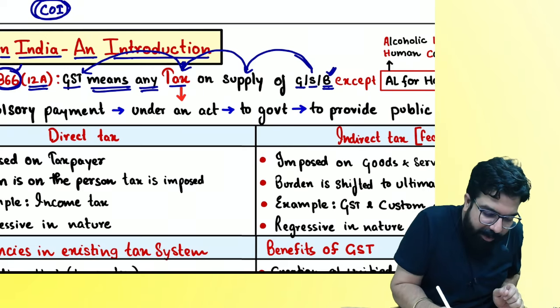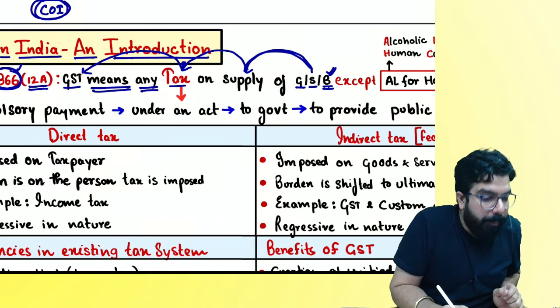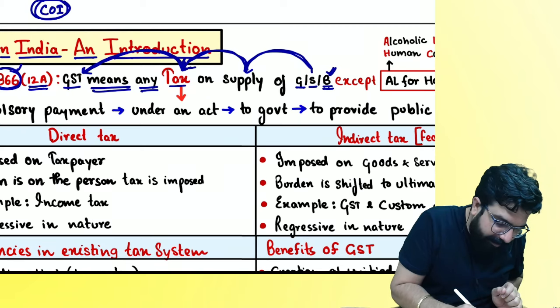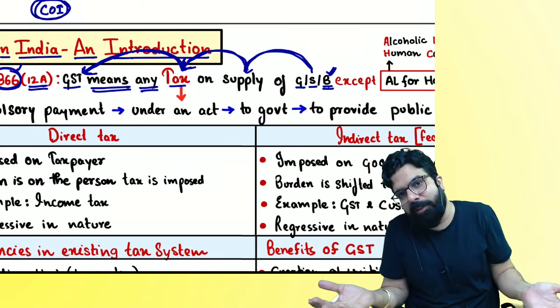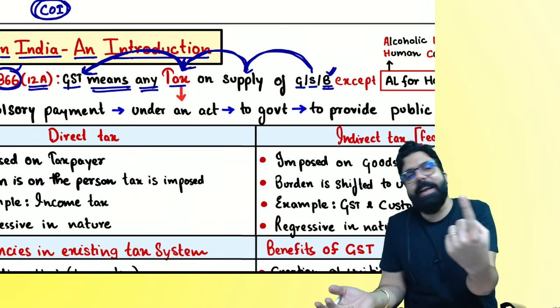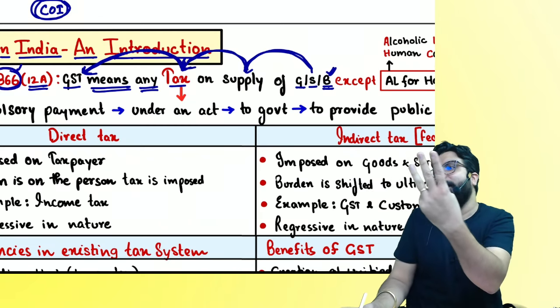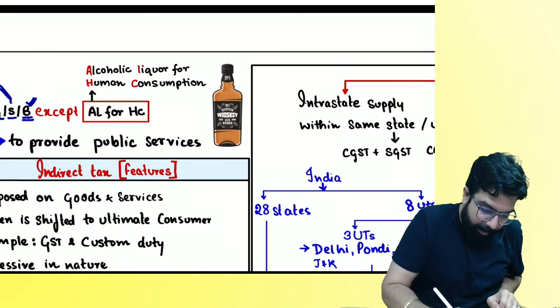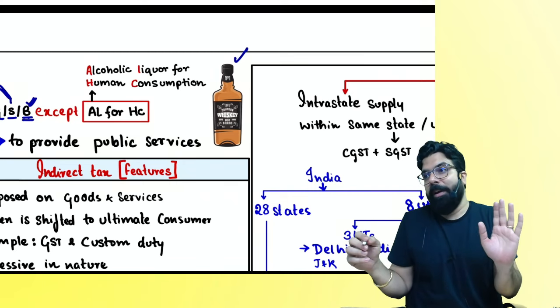So whenever goods or service will be supplied, tax will be levied, which is known as what, everyone? GST. That is the meaning of GST. So GST means what? Any tax on supplying what? Goods, services or both, except alcoholic liquor for human consumption.